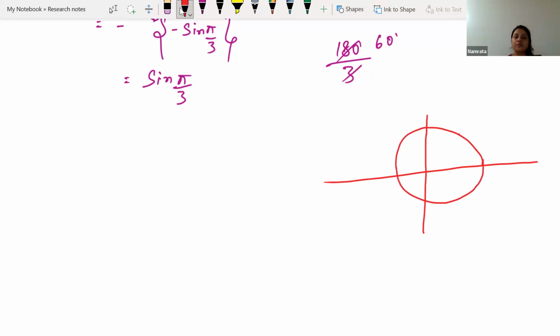We know if there is a point P on the unit circle making an angle X, that point's coordinate is A comma B, but later on that coordinate became cos X, sin X, right? We know here it's 0, here it's pi by 2, here it's pi, here it's 3 pi by 2, and here again it's 2 pi.